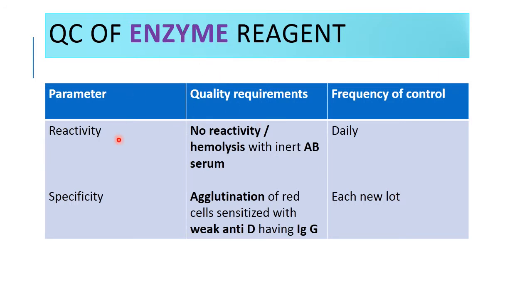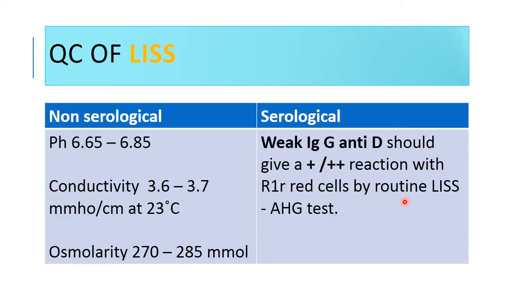Enzymes. Quality measure, reactivity: there should not be reactivity or hemolysis with the inert AB serum. And specificity: agglutination of red cells sensitized with weak antibody having IgG as an antibody. So frequency of control once again on a daily basis or with the new lots.